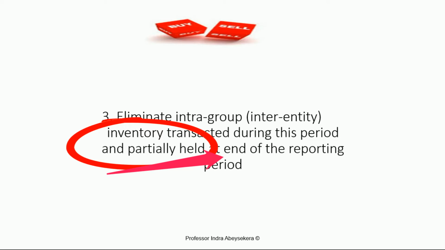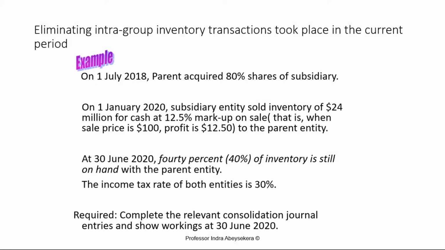We're going to look at eliminating intergroup transactions related to inventory that occurred during the current period, but at the end of the current period it is partially held. Let's look at an example to illustrate the consolidation journal entries.